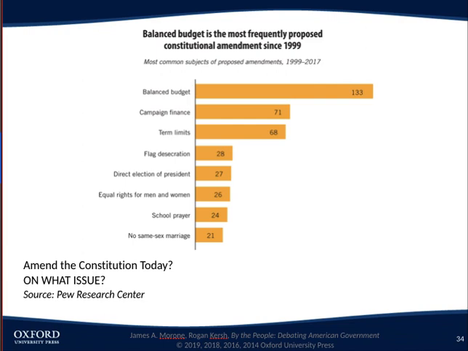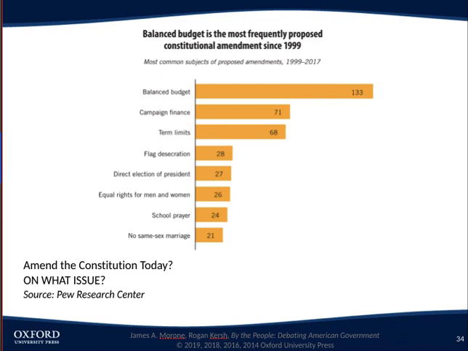The second most common proposal for an amendment is campaign finance, so trying to get money out of the elections. We'll talk about that later. The third is term limits, putting term limits on Congress. Now remember, these are all amendments that need to be passed by Congress, so a lot of them don't want term limits because they like their job. They don't want to be out in 8 to 12 years.